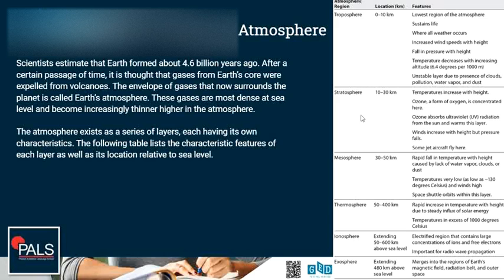After that comes the stratosphere, 10 to 30 kilometers. Here the temperatures increase with height, although this cannot be felt due to the decreasing density of the air. This is where we find the ozone layer. If you want to know more about the ozone layer, there is another presentation on that topic as well.